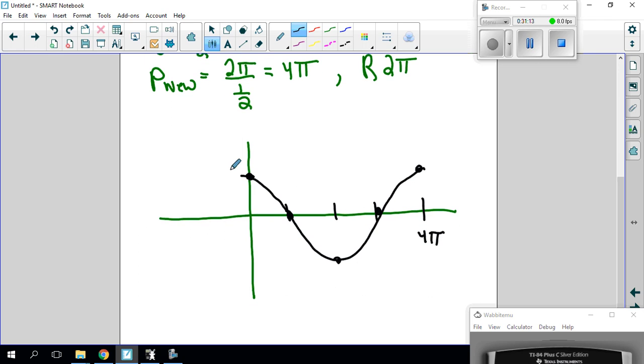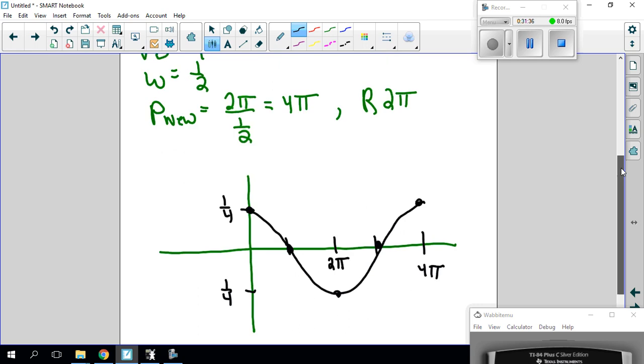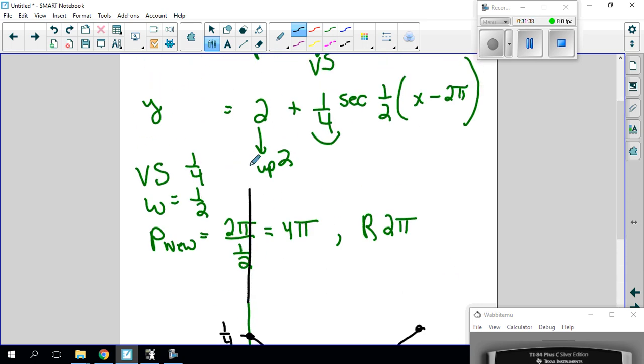Vertical scale 1/4. Now, do we feel like shifting this graph right 2 pi? Yes. 2 ticks. Do we feel like going up 2? No, I don't. Because that's going to shoot my graph all the way up here. 1/2, 3/4, 1, 1.25, 1.5, 1.75, 2.